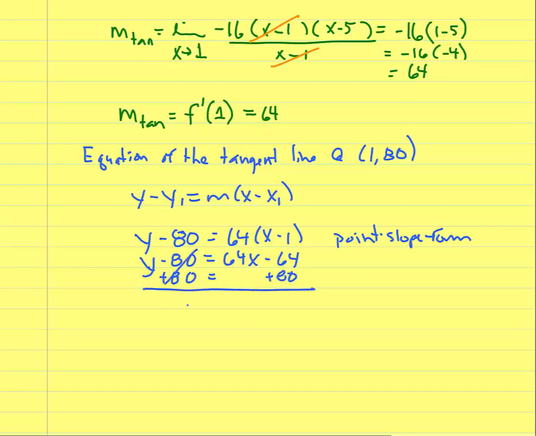So I have canceling occurring here. I have y equals 64x. There's that slope again, 64. And then 80 minus 64 would be 16. So this would be my answer in slope-intercept form.